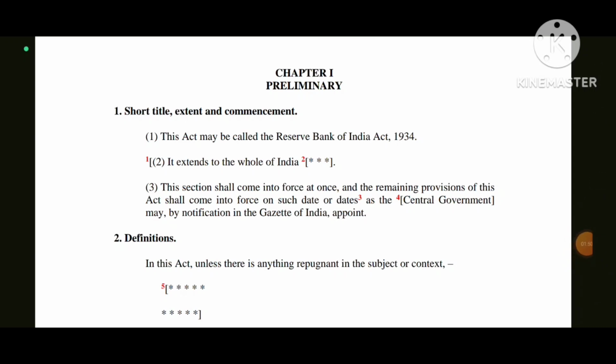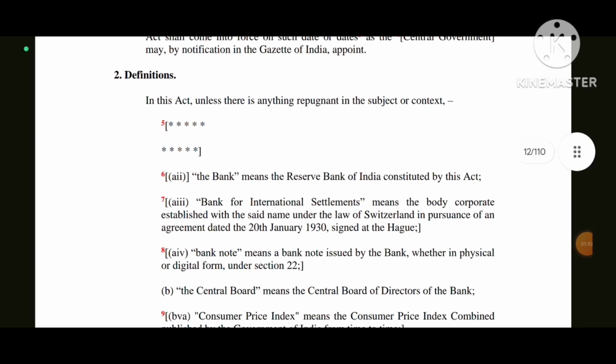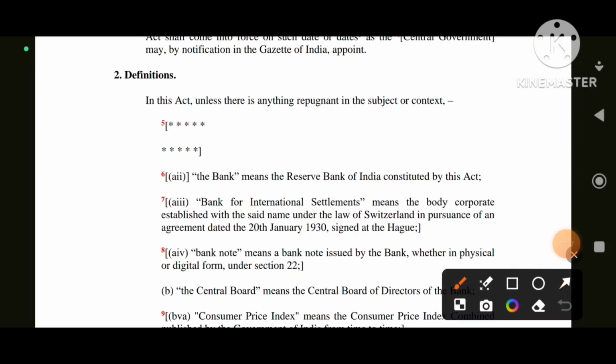Next, section 2 is definitions. In this section, the basic terms which are used in this act are given, along with their origin. There is nothing to explain here, so I will just go through it once, since these terminologies will be used in upcoming sections. All this which is written in the Roman letters, A2, A3, Roman and alphabets, these are the clauses. So section 2 is definitions, under which clause A2 is given.